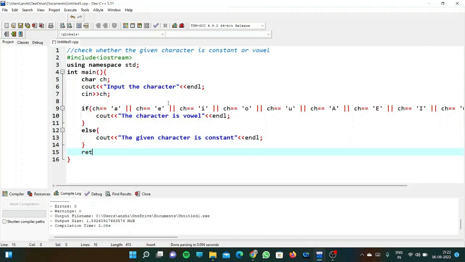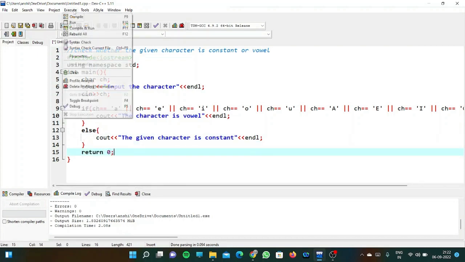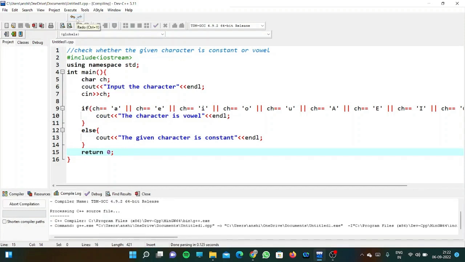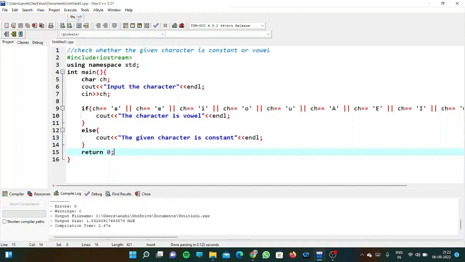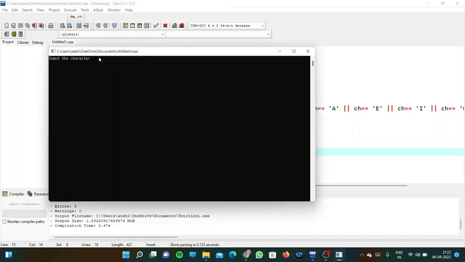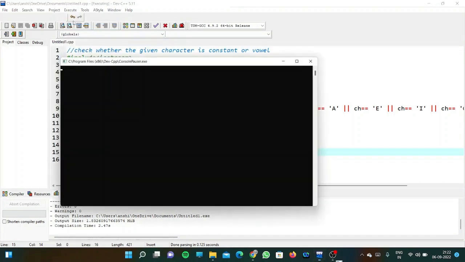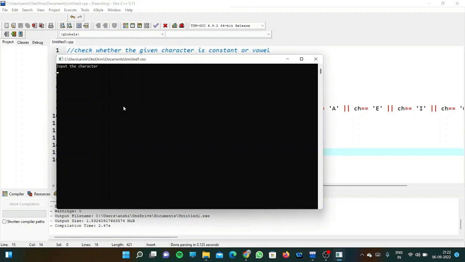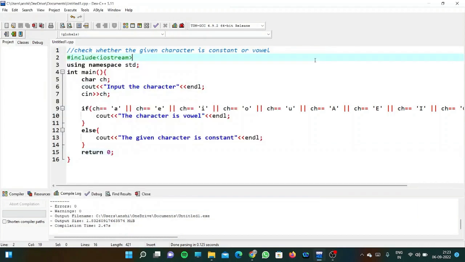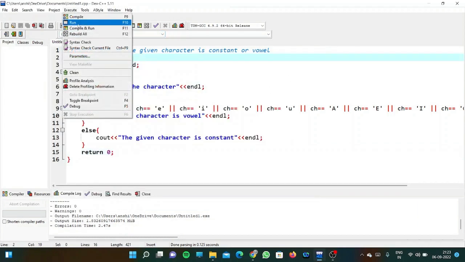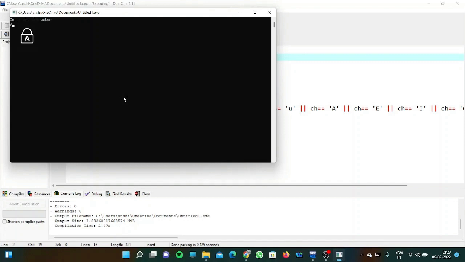I really hope this works now. So it's not showing any error. Now we'll run this. Okay. R, the given character is constant. Now again we'll run. Let's put I, the given character is vowel. Now let's put any capital vowel. A. Yeah. So the given character is vowel.